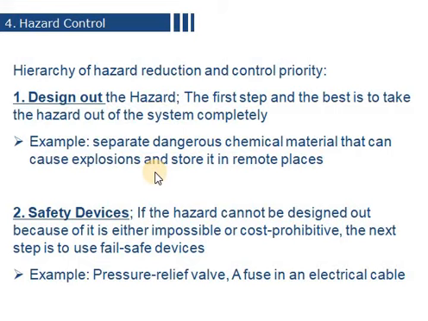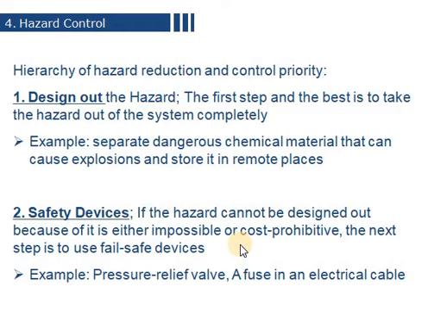If we are not able to do that, then the second thing to do in the hierarchy of hazard reduction will be to use safety devices. We use the safety devices if we are not able to design out the hazard completely, sometimes because it's impossible, as we said, regarding hazards related to electricity, or because sometimes it's very expensive to do that.